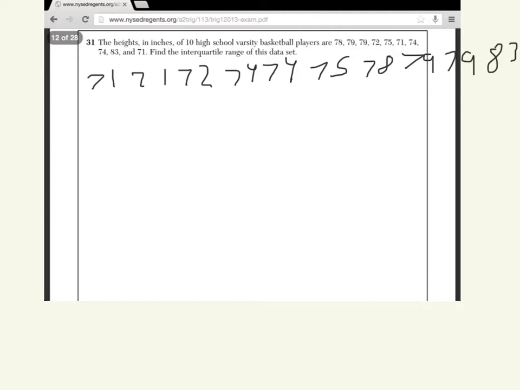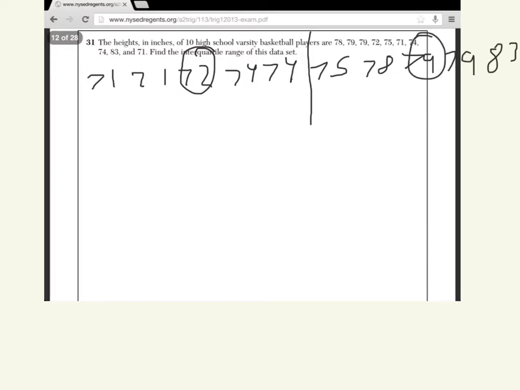So for us, I guess the best thing to do would be to split the data into two groups, the lower 50% and the higher 50%, and that split would occur right here with 5 values below and 5 values above that line. The next step is to find the medians of both those two sets of data that you have now created, and so the middle number here would be 72, and the middle number here would be 79.